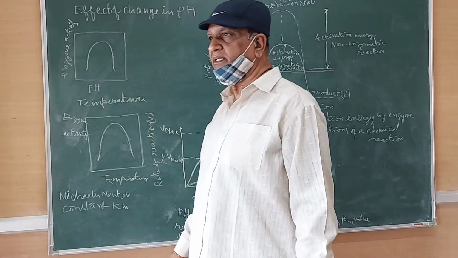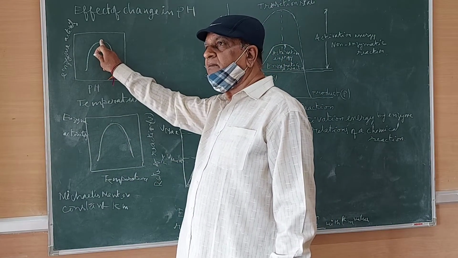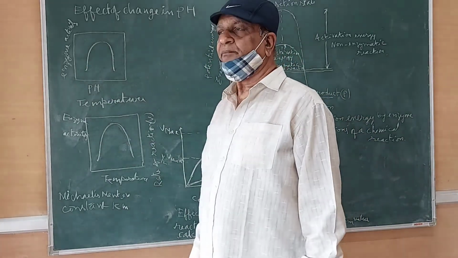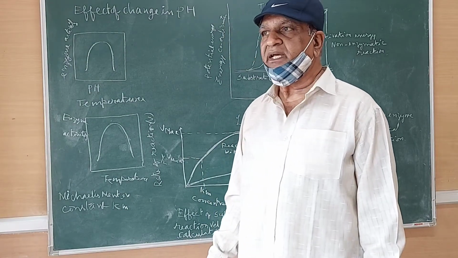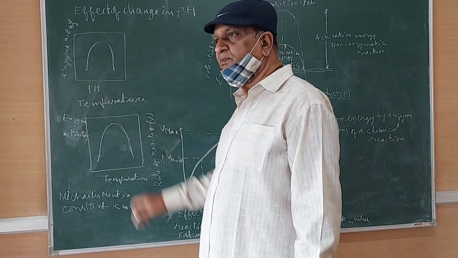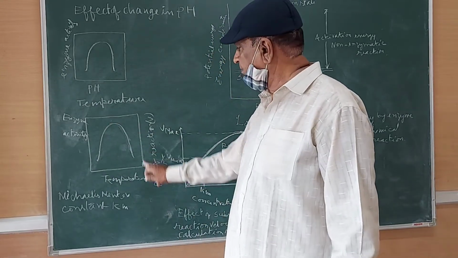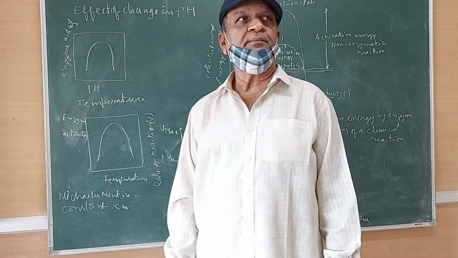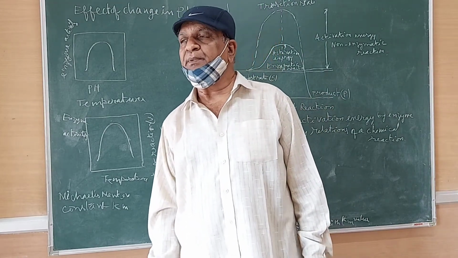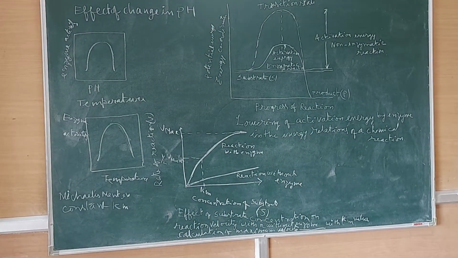At a particular pH, the enzyme activity is maximum, highest. That pH is called optimum pH. And at maximum pH, its activity decreases. Similarly, minimum temperature, optimum temperature, and maximum temperature. The enzyme activity is highest at a particular pH and temperature, called optimum pH and optimum temperature.